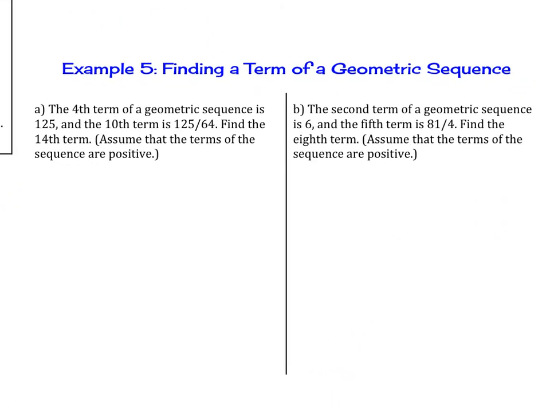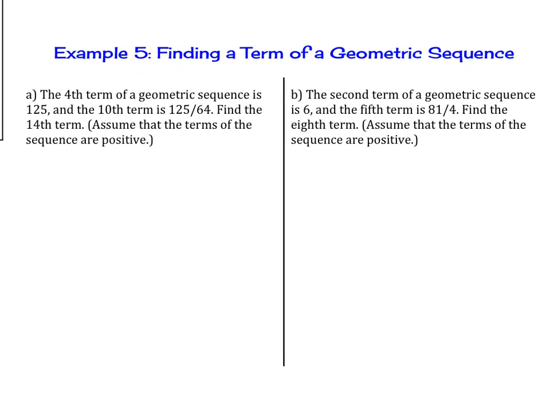So let's find a term of a geometric sequence. The fourth term of a geometric sequence is 125, and the 10th term is 125 over 64. We want to find the 14th term, and assume that the terms of the sequence are positive. So we know a sub 10 is 125 over 64, and the fourth term, a sub 4, is 125.